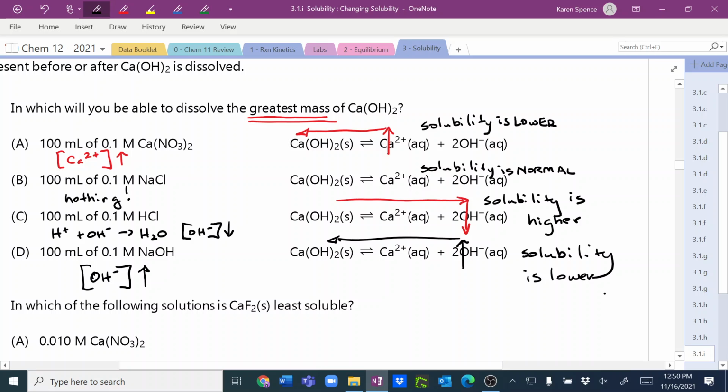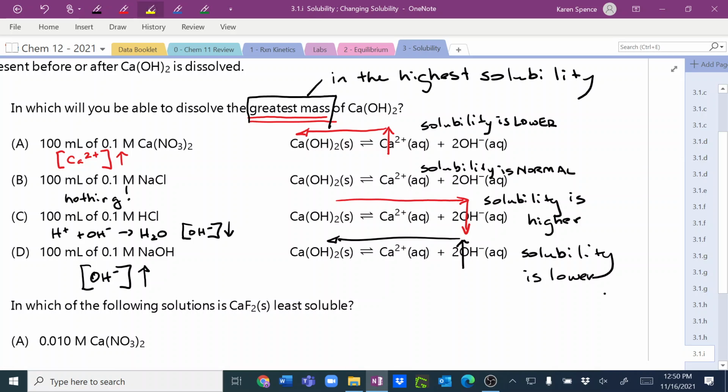And you can go, okay, well, where can I dissolve the greatest mass? I can dissolve the greatest mass in the one that has the highest solubility, yes? So our answer then would be C.